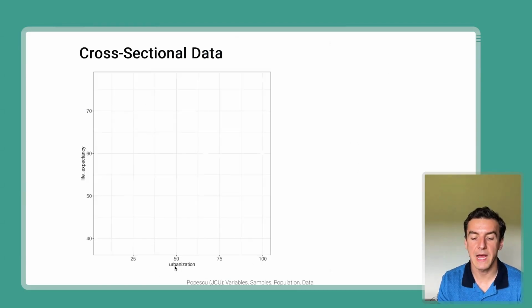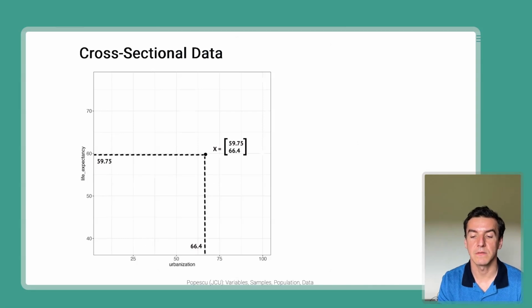On the x-axis, we have urbanization. On the y-axis, we have life expectancy. This is this point that has a life expectancy of 59.75. Notice that this is very close to 60, but it's just a bit smaller than 60. And then we have urbanization, which is 66.4. So this is this point here that has life expectancy 59.75 and urbanization 66.4.